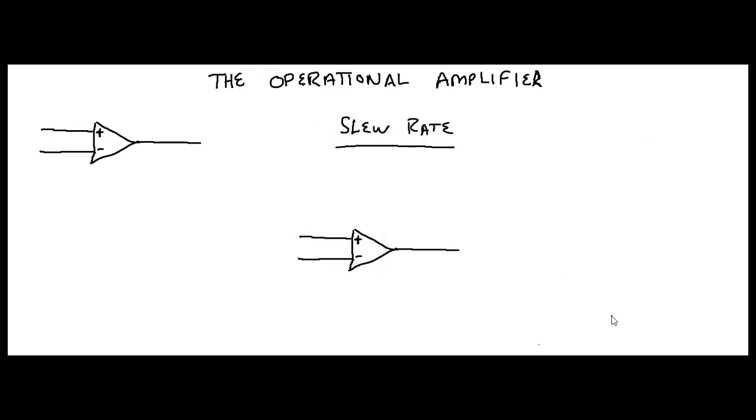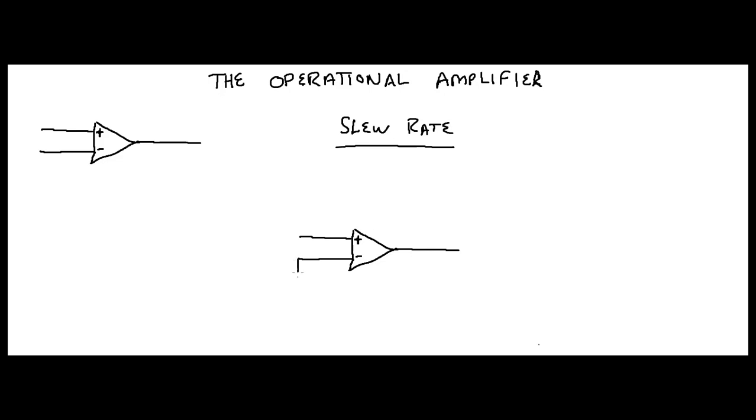All right, everybody. I want to talk about another operational amplifier characteristic called slew rate. Basically, the slew rate is defined as the rate of change of the output voltage compared to a step change in the input voltage. So let me explain.